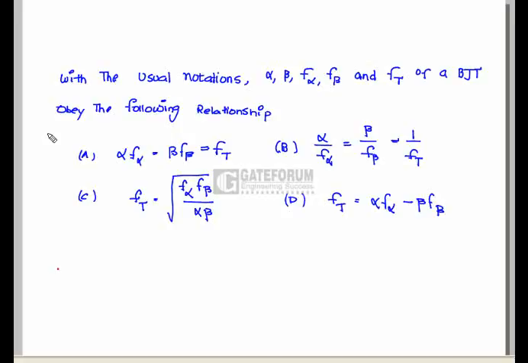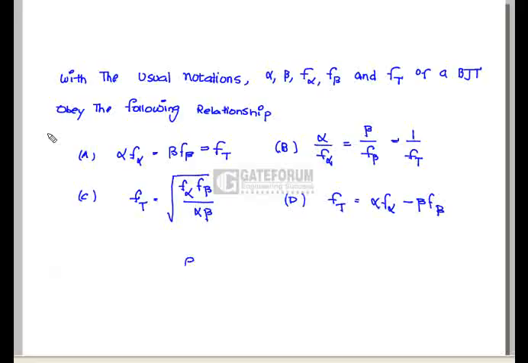Question: with the usual notations, we need to derive the relationship between the given parameters α, β, fα, fβ and ft. Here α is the common base current gain, β is the common emitter short circuit current gain, fα is the upper cutoff frequency of the common base amplifier, fβ is the upper cutoff frequency of the common emitter amplifier, and ft is the unity gain frequency of the common emitter amplifier.